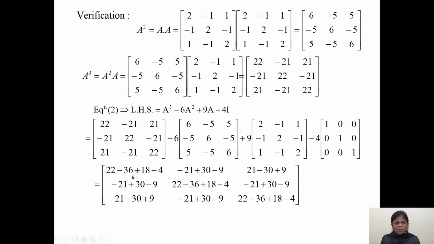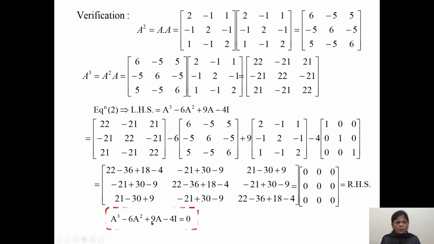Right. Now see, again do the simplifications. So what do we get? We get 0. So this is nothing but a 0 matrix or a null matrix, which is the same as the right hand side. So what am I getting? A cube minus 6a square plus 9a minus 4i equal to 0. So this is called the statement obtained after applying Cayley-Hamilton theorem.